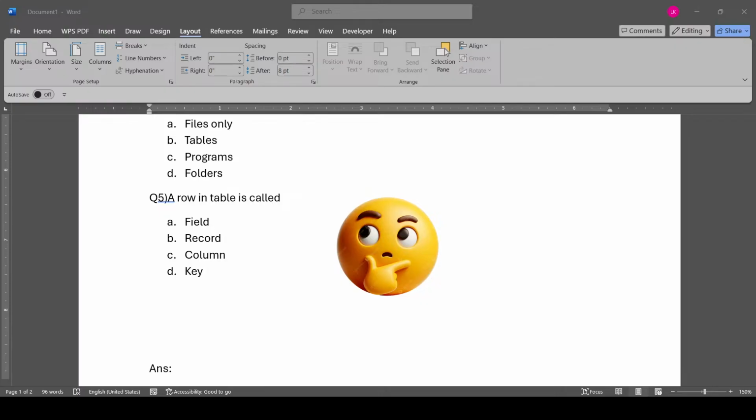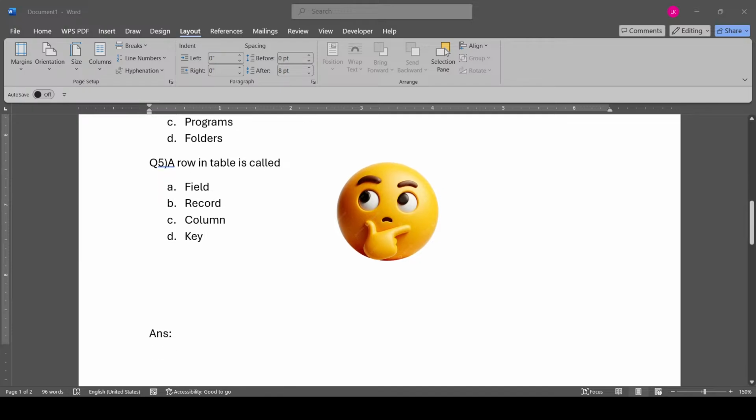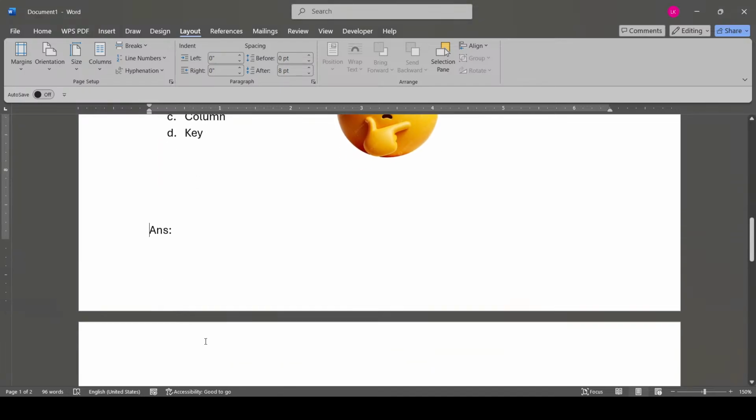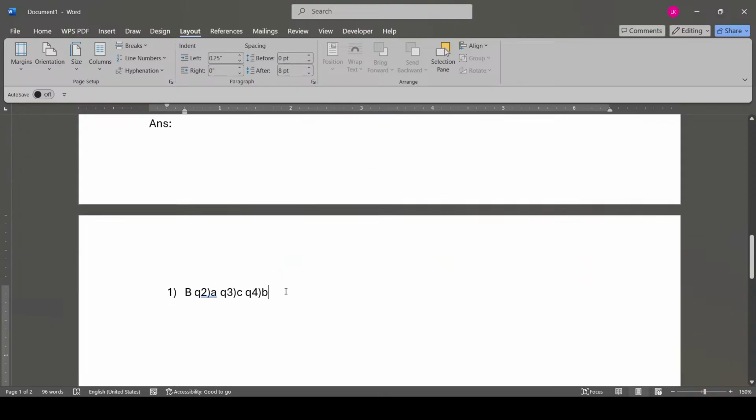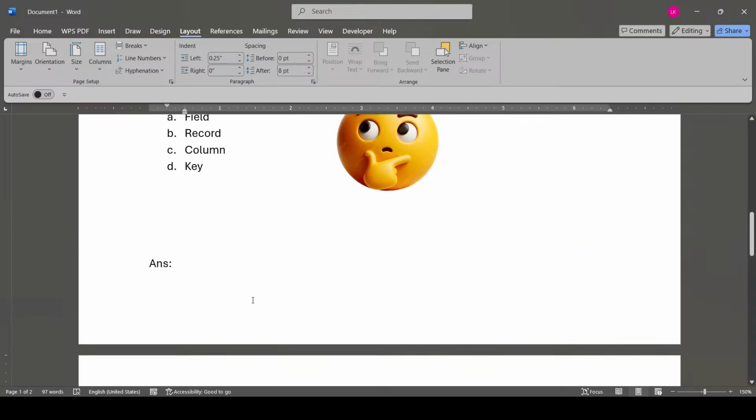Okay, DKS has guessed the answer. That is B. Okay, fine, that is the right answer. So we are going to mark it: question number 5, B. Now going to take the next question here.